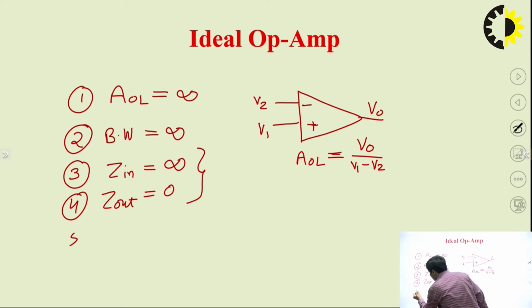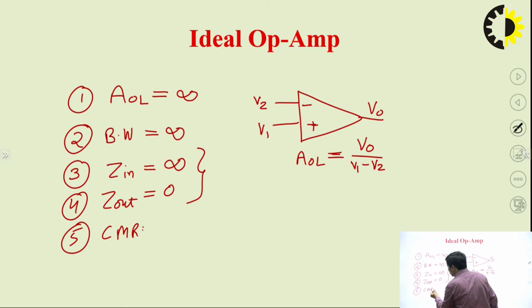Now the next parameter is CMRR. CMRR stands for common mode rejection ratio. It should be infinite for any op-amp. This is the ideal case. CMRR should be infinite.